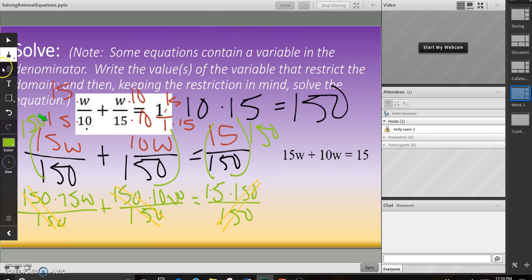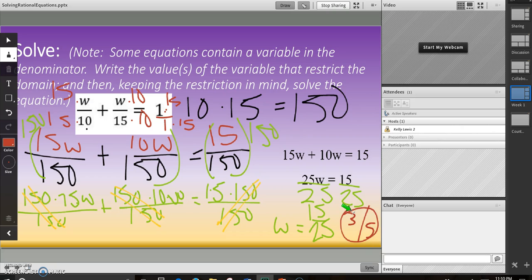And so now what I have is 10W plus 15W, 25W. So I need to divide by 25. So I get W equals 15 over 25. But I need to simplify that. Divide everything by 5. So 15 divided by 5 is 3. 25 divided by 5 is 5. So I get 3/5. That was a lot. Let's do it again. Another problem.